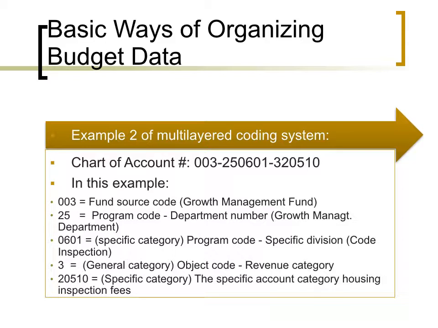So now looking at this chart of accounts, I can see 003, which is the Growth Management Fund, 25, which is the Growth Management Department, 0601, which is code enforcement, and the 3 in my third set of numbers means it's revenue. Then the 20510 tells me what kind of revenue it is, which is housing inspection fees.